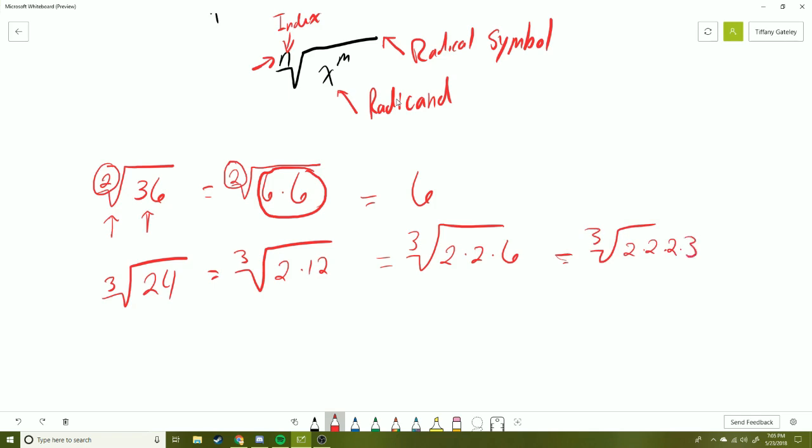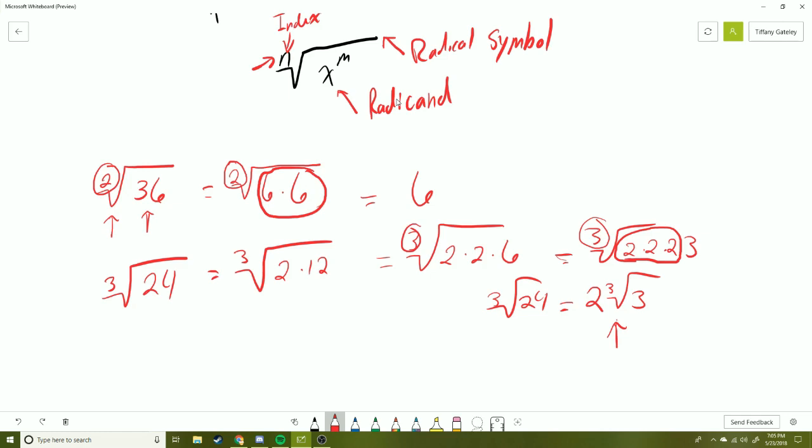So if you look here, you have 3 2's. That is the same number as your index. That's 3. So you can pull that 2 out. So that's 2 cube root of 3 equals the cube root of 24. Now you can't break 3 down anymore. So this is your simplified version. So whatever your index is, that's how many numbers you need to pull out a number. So you know you have 3, so you needed 3 2's.